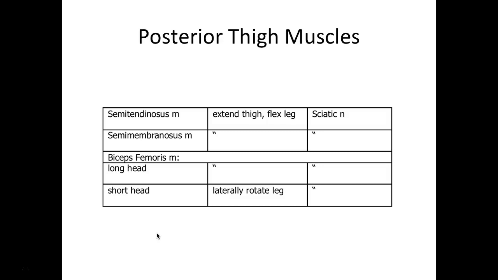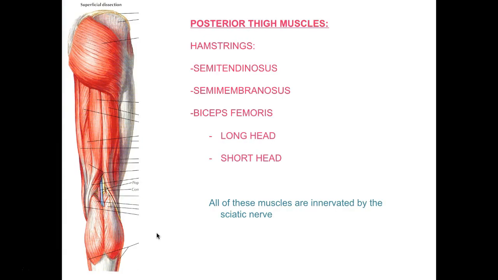Now let's move into those hamstrings, our posterior thigh muscles. We have semitendinosus, semimembranosus, and our biceps femoris. And all of these, or almost all of these, are going to extend the thigh and flex the leg, but they are all innervated by the sciatic nerve. So anytime you have a muscle in the posterior thigh, go with sciatic nerve for innervation. So here's our hamstrings, all in this region here.